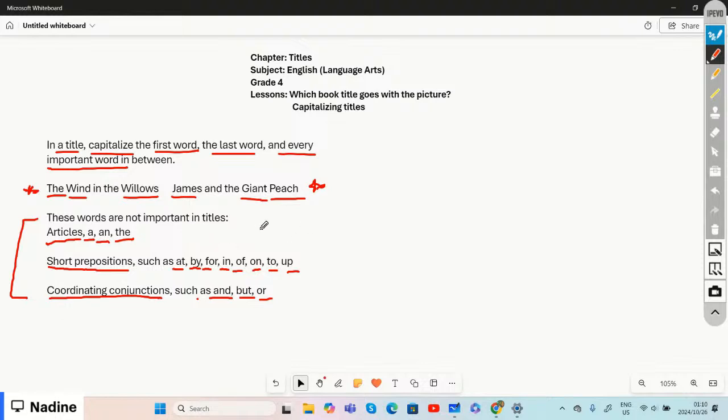The only time we capitalize these words, such as articles, short prepositions, or coordinating conjunctions, is when it's the first word of the sentence or of the title. Unless it's the first word of the title, we don't capitalize it. If it is somewhere in between, like over here, then it is not seen as important.